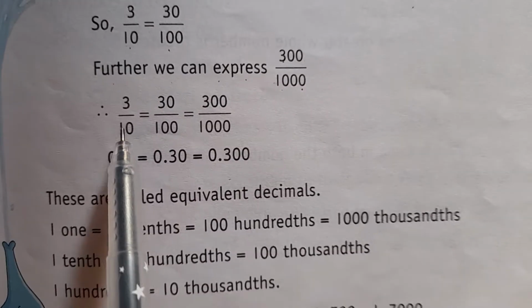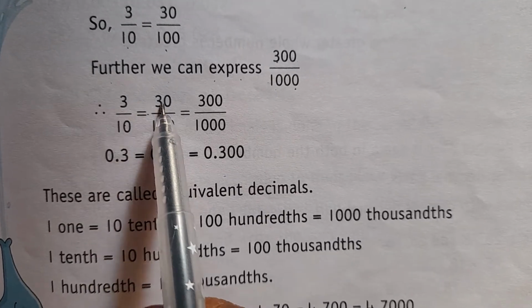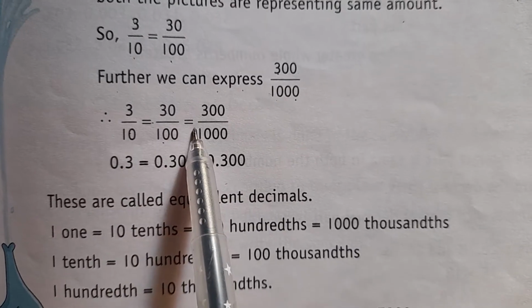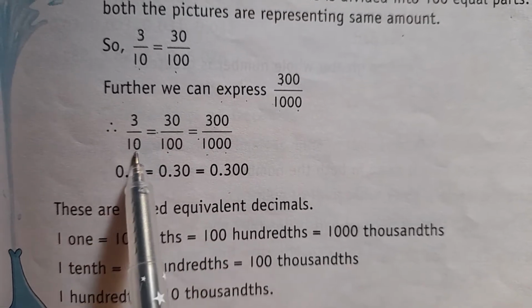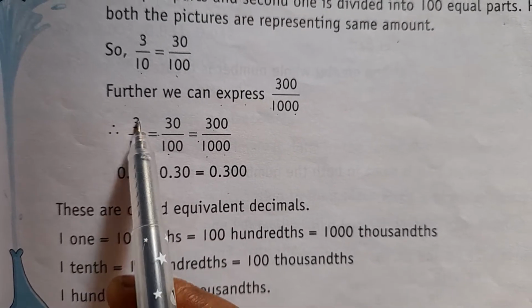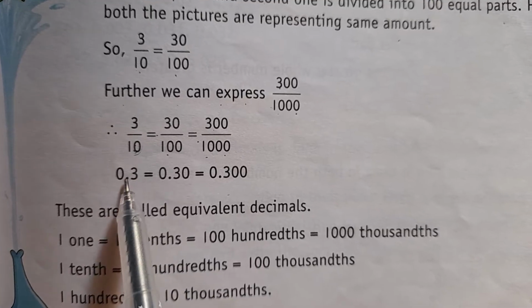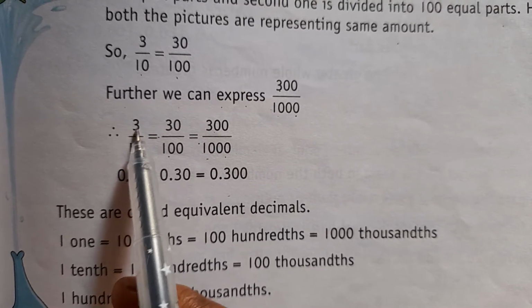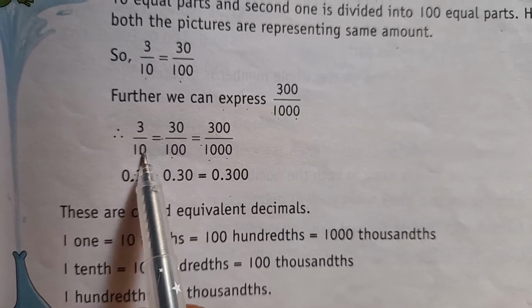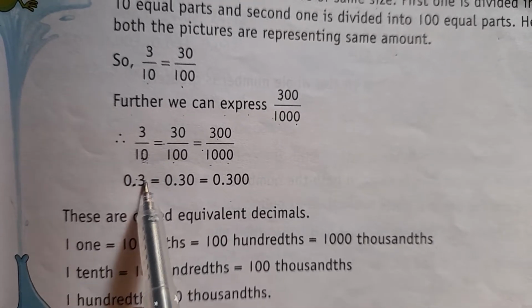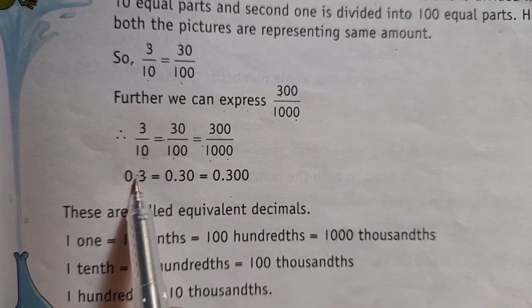So this can be written as 3 by 10 equal to 30 by 100, that is again equal to 300 by 1000. So children, when this is a fraction 3 by 10, how can we write it in the decimal form? Write the numerator and in the denominator we have 10. So after one number we are keeping the point.